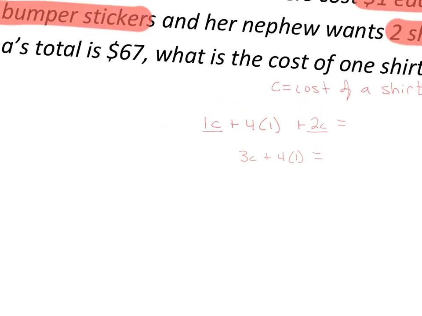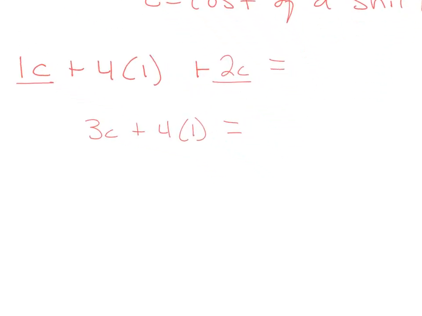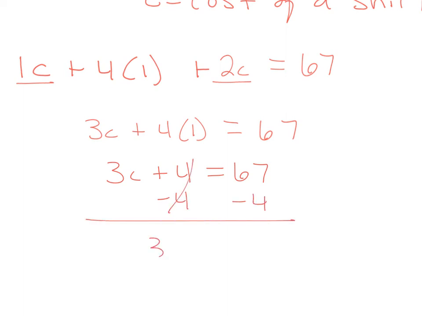Okay, and let's see what our total was. Our total was $67, so equals $67. Okay, so again, I have the niece's items plus the nephew's items. Okay, or again, combine the 2 shirts and get 3. So I've got 3C plus 4 equals 67. I'm going to subtract 4 from both sides. So 3C equals 63. And then I'm going to divide by 3. So my shirts cost $21 each.